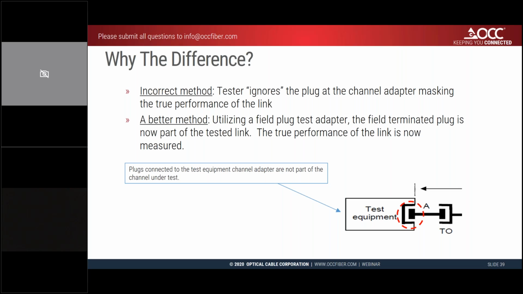Why the difference? Well, because the incorrect method ignores the plug at the channel adapter. It was just never included. And the better method is to use a field plug test adapter. That puts the field plug as part of the tested link. It moves it out into the part that's being tested.